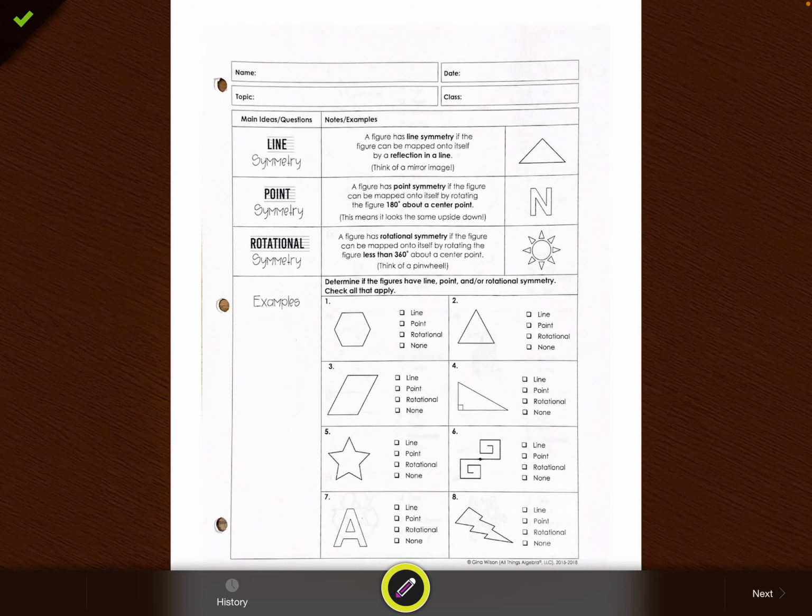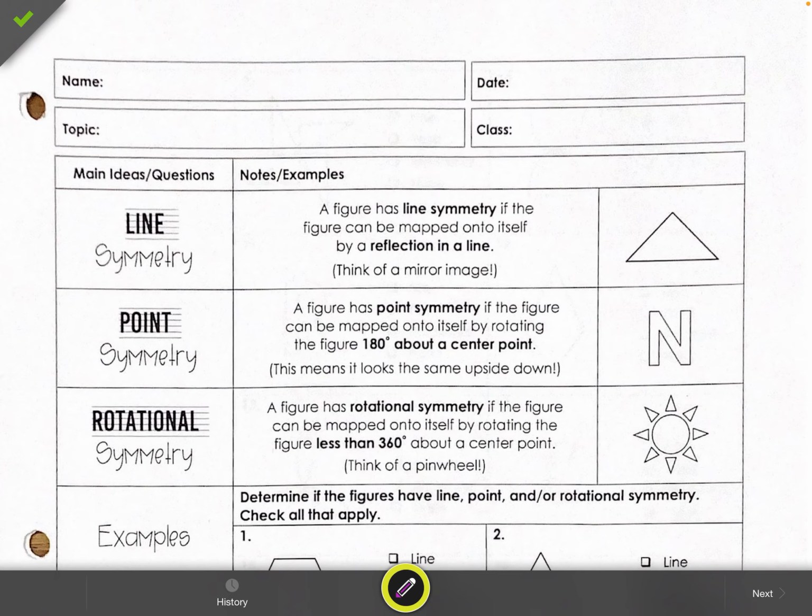All right, today we're going to talk about different kinds of symmetry, and we're going to be looking at three types: line symmetry, point symmetry, and rotational symmetry. So let's start with the first one, line symmetry. And you have seen this before, you've done it before.